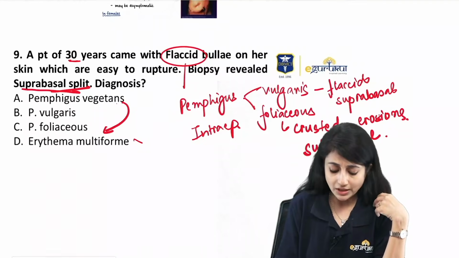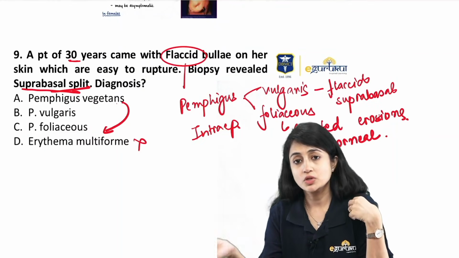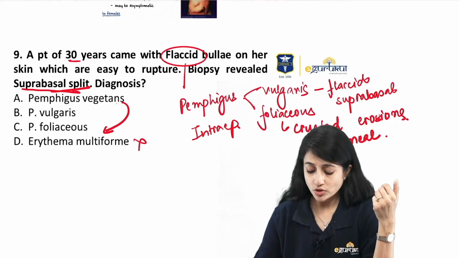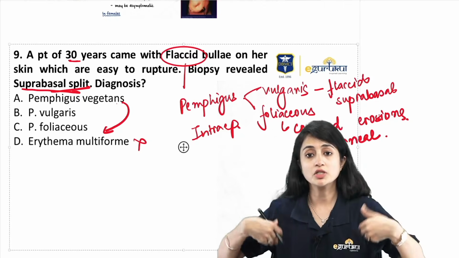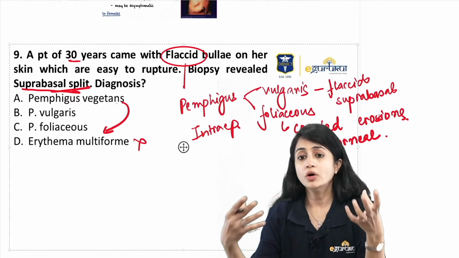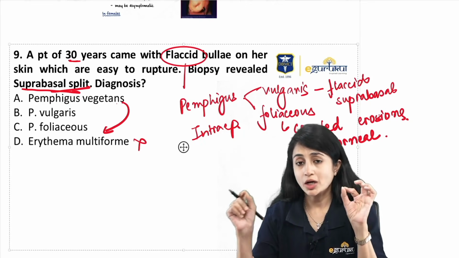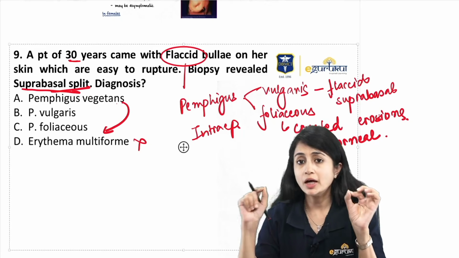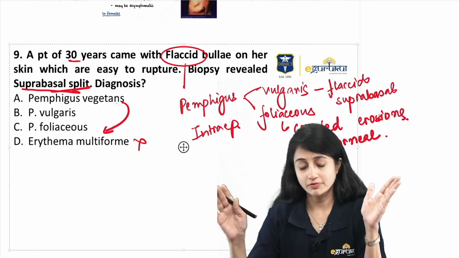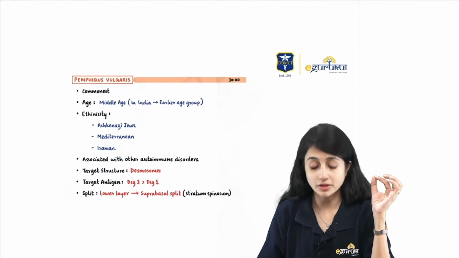Obviously, EM is nowhere in the picture. Vegetans, as you know, is a variant of foliaceus. So, like foliaceus, you see a subcorneal split and more crusted erosions. In vegetans, you see more hyperkeratotic, vegetating lesions in the axilla and the groins. That is how you differentiate clinically. And if we do a biopsy and see a suprabasal split, it is pemphigus vulgaris. So here the answer would be pemphigus vulgaris. Again, a very clear-cut question.